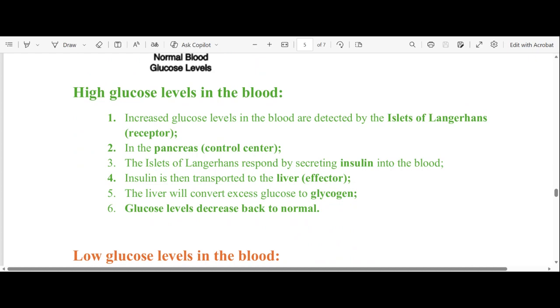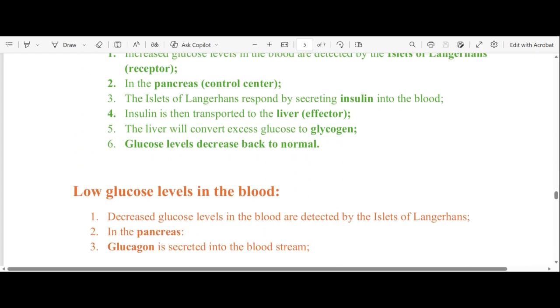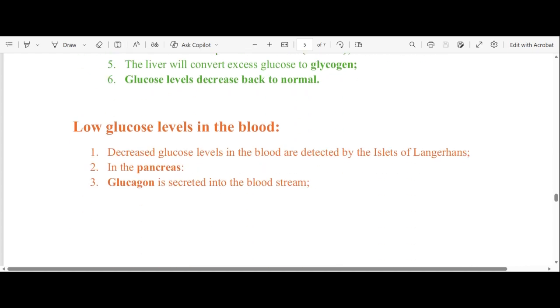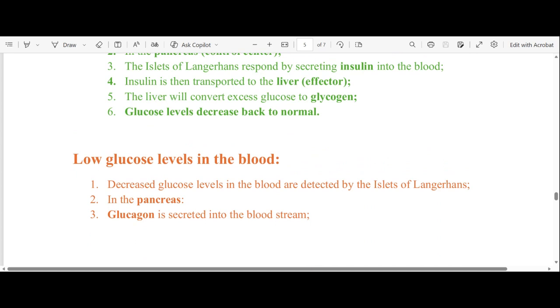So it's stored energy. So it's carbohydrate. Okay, then your glucose levels will decrease back to normal. So what happens when there are low levels in the blood? Okay, low glucose levels in the blood.